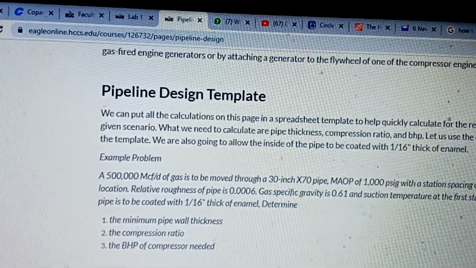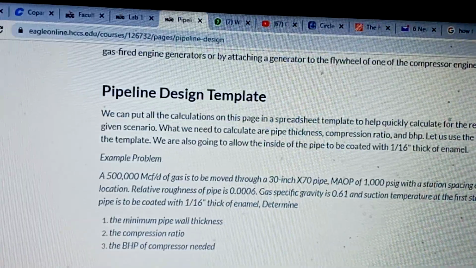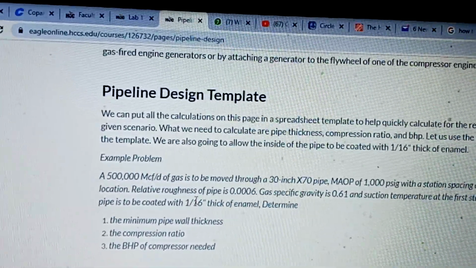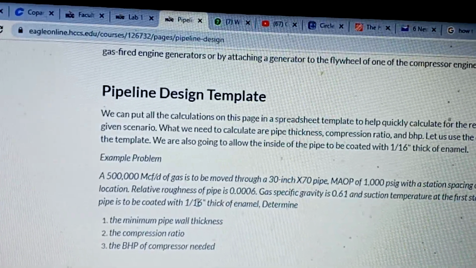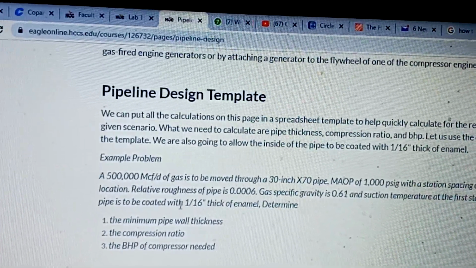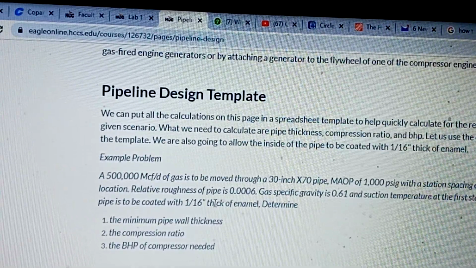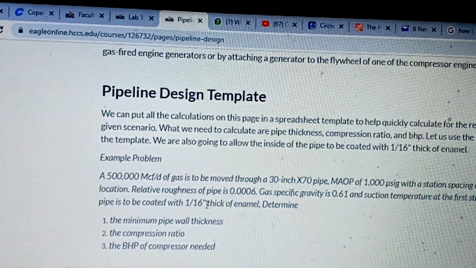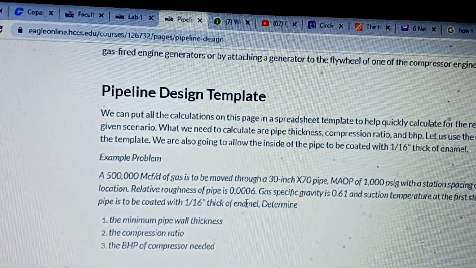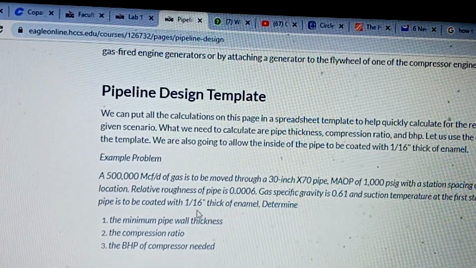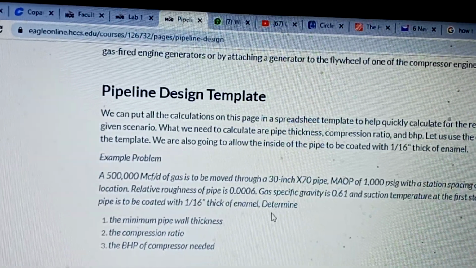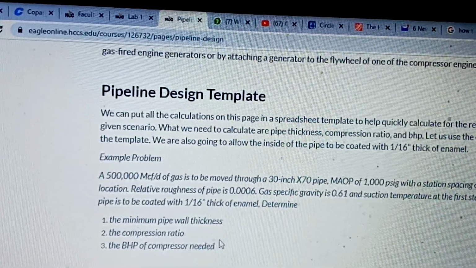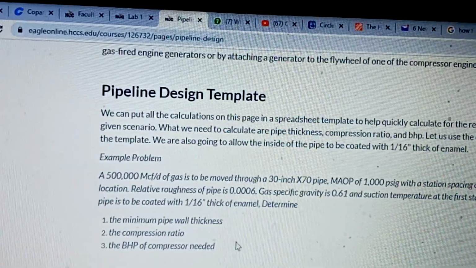Now, we want to apply coating to the inside diameter of the pipe. This is to reduce friction. Usually, you can coat the inside of the pipe. So, we're going to coat the inside with 1/16 inch of enamel. Now we want to find the minimum thickness, the compression ratio, and the brake horsepower.